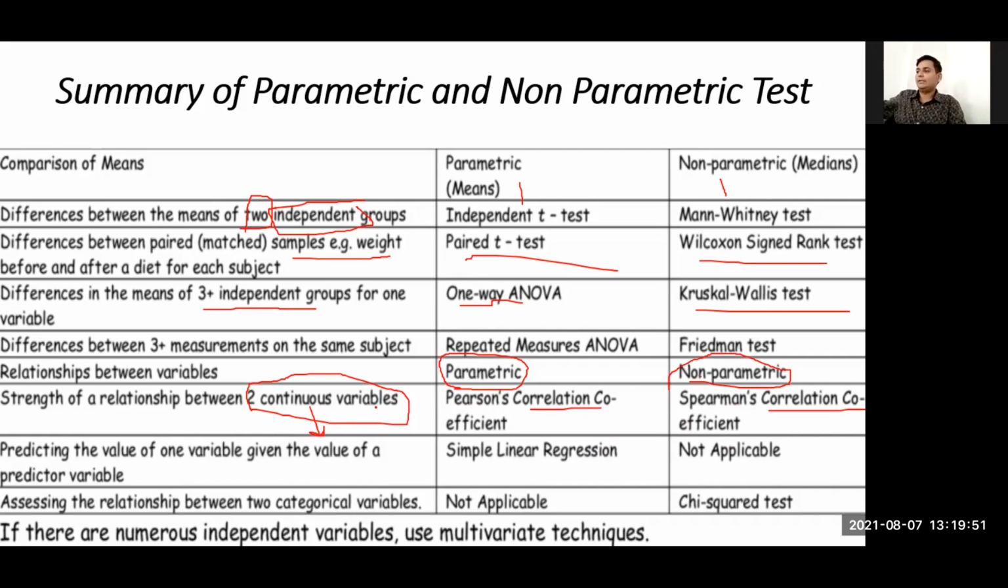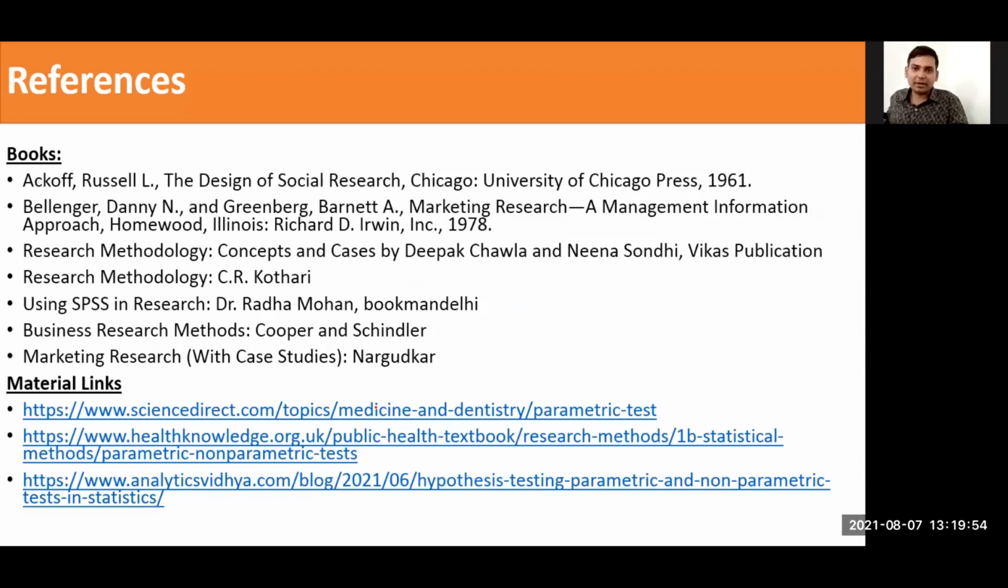Okay, these are the references that you can cover. There are a few good books for research. You can refer to Ackoff and Russell's The Design of Social Research; Research Methodology: Concepts and Cases by Deepak Chawla and Neena Sondhi, Vikas publication; Research Methodology by C.R. Kothari, a very good book to understand every aspect of research. If you want to see SPSS in a very detailed manner, you can go for Using SPSS in Research by Dr. Radha Mohan, Bookman, Delhi publication. Also Business Research Methods by Cooper and Schindler, and Marketing Research by Nargundkar.